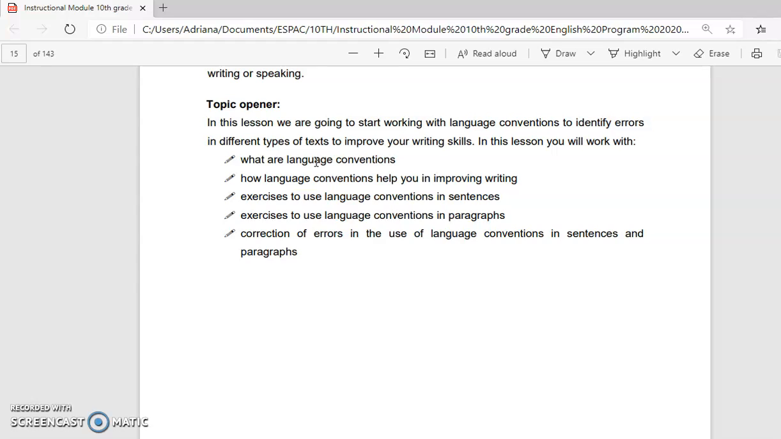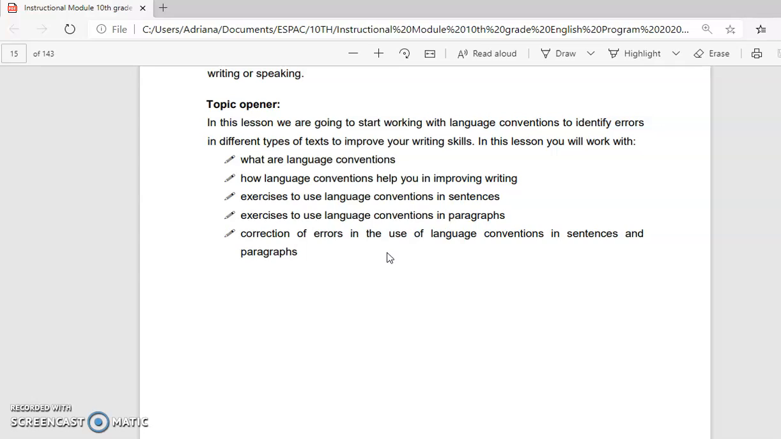In this lesson, we're going to start with the language conventions to identify errors in different types of text to improve your writing skills. In this lesson, you will work with what are language conventions, how language conventions help you improve writing, exercises to use language conventions in sentences, exercises to use language conventions in paragraphs, correction of errors in the usage of language conventions in sentences and paragraphs.